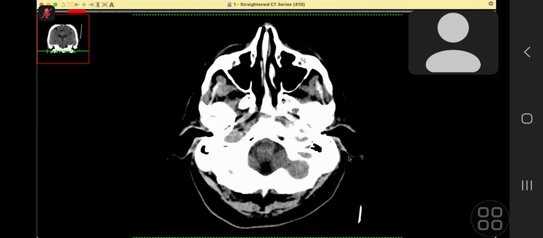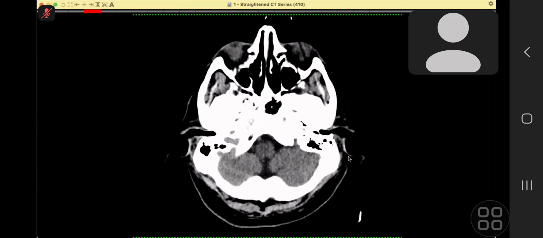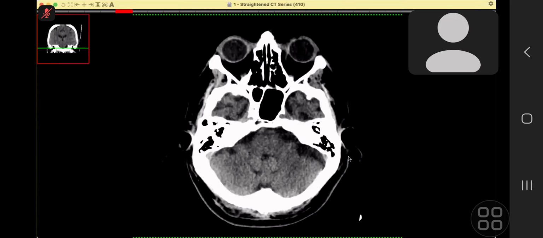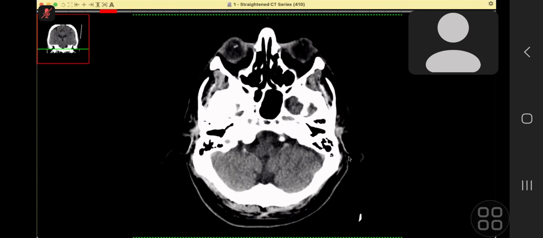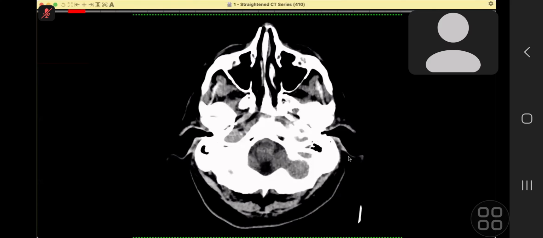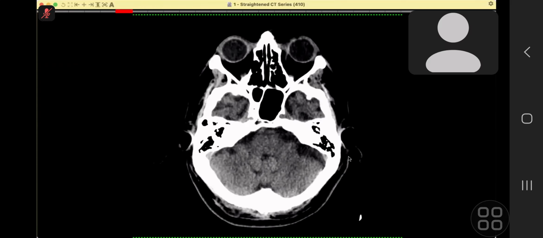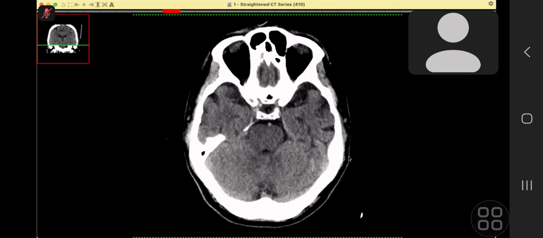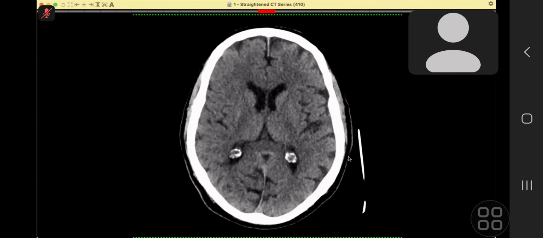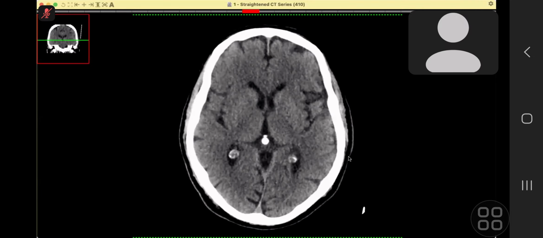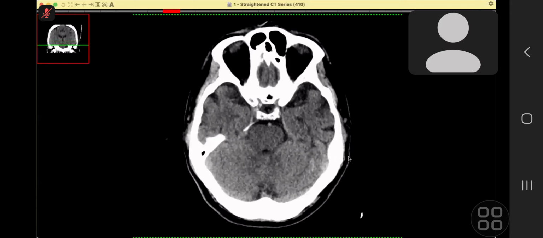I can see that the cerebellum and the foramen magnum appear within normal. I will quickly check the vertebral arteries to see if there is any abnormality. I cannot see any abnormality within the vertebral arteries. Also, I cannot see any dilatation within the ventricular system, and there is no shift of midline structure. So the main abnormality is the hyperdense signal within the basilar artery.